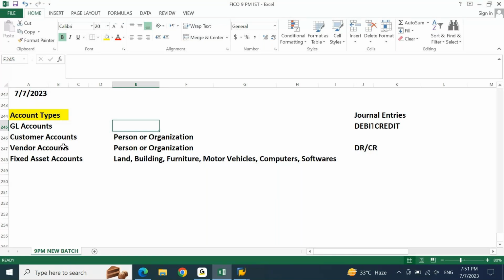So it is always easy for us to eliminate your customer account, vendor account, fixed asset. Try to look at the account name, understand whether it is customer, vendor, or a fixed asset. If it is anything between these three categories, mark it as either customer, vendor, or fixed asset. If it is not from these three categories, straight away it is related to GL account.